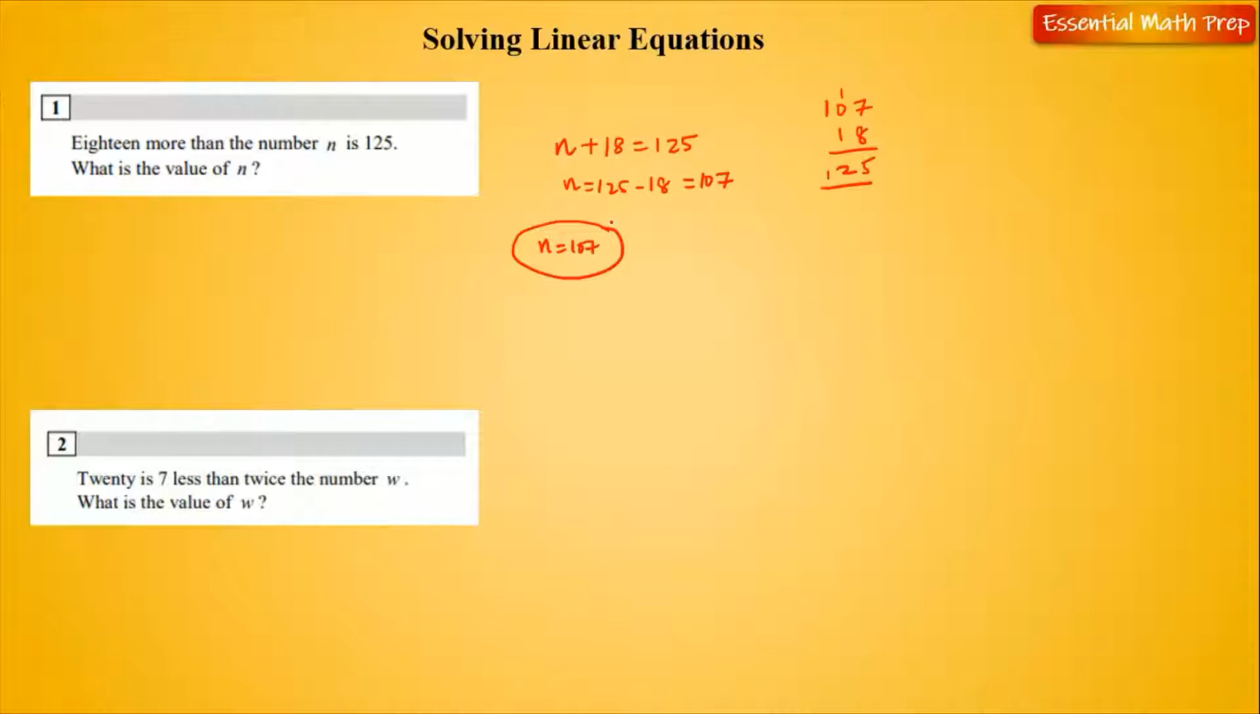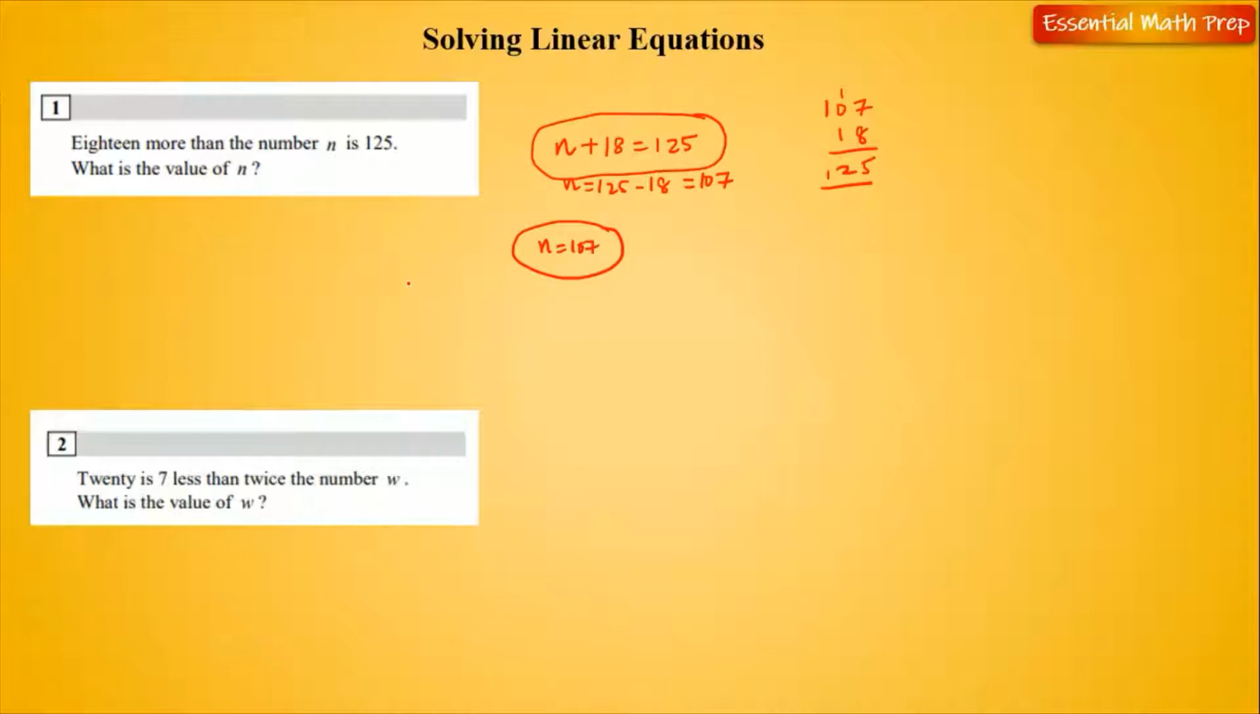For instance, in this case, we clearly said 18 more than a number. That means we're adding 18 to some unknown number n, and that sum is equal to 125, okay? And that's how I was able to derive this algebraic expression, n plus 18 equals 125, right? Let's go to the second one.